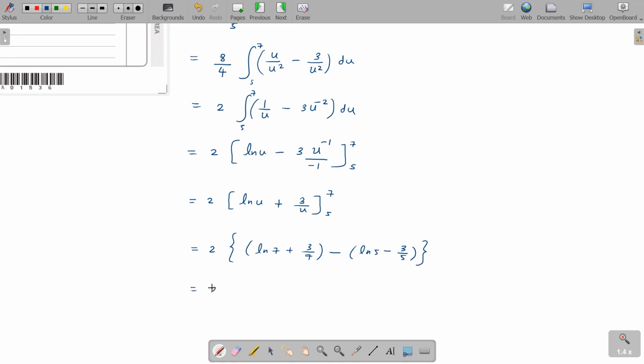So what do we get here? 2 times, taking the terms together, ln 7 minus ln 5, plus 3 over 7 minus 3 over 5. Sorry, this should be plus in the middle: ln 5 plus 3 over 5. Yes, so 3 over 7 minus, into plus is minus: 3 over 7 minus 3 over 5. Can I know the answer? How much is it? Sorry, how much? 6/35.